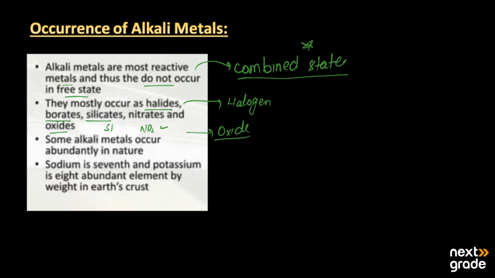Let's have an example. We have the first element, which is lithium. When it combines with oxygen, it forms lithium oxide. On the other hand, when it reacts with a halogen atom, it will form lithium fluoride. It may form lithium chloride. So all these are simple combined states of the alkali metals.